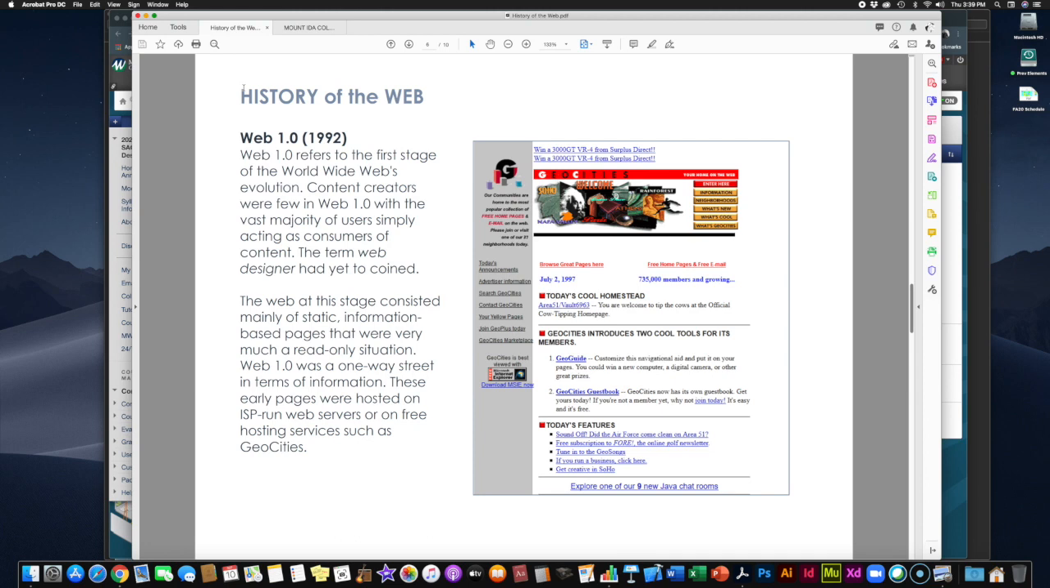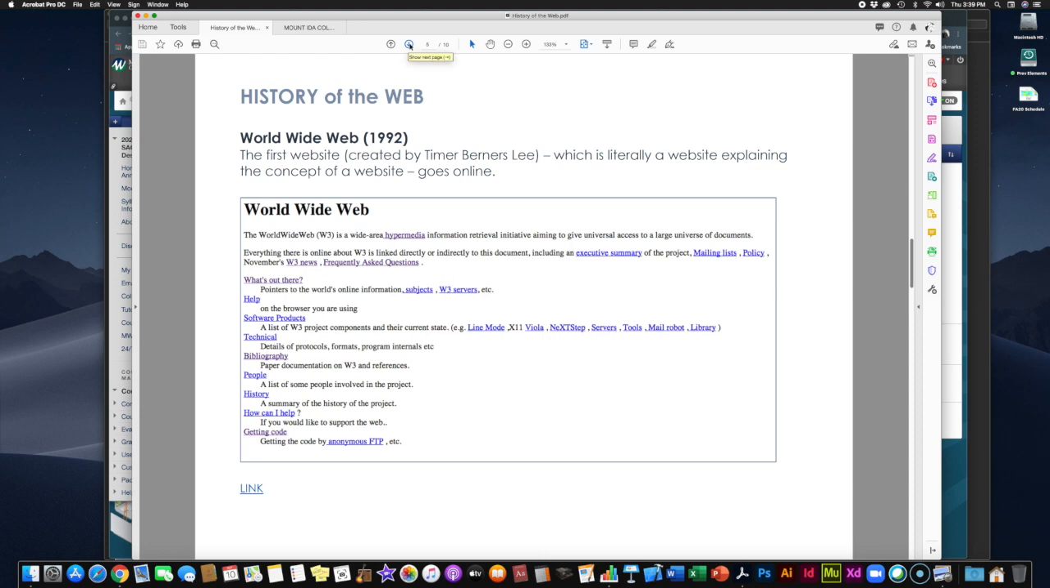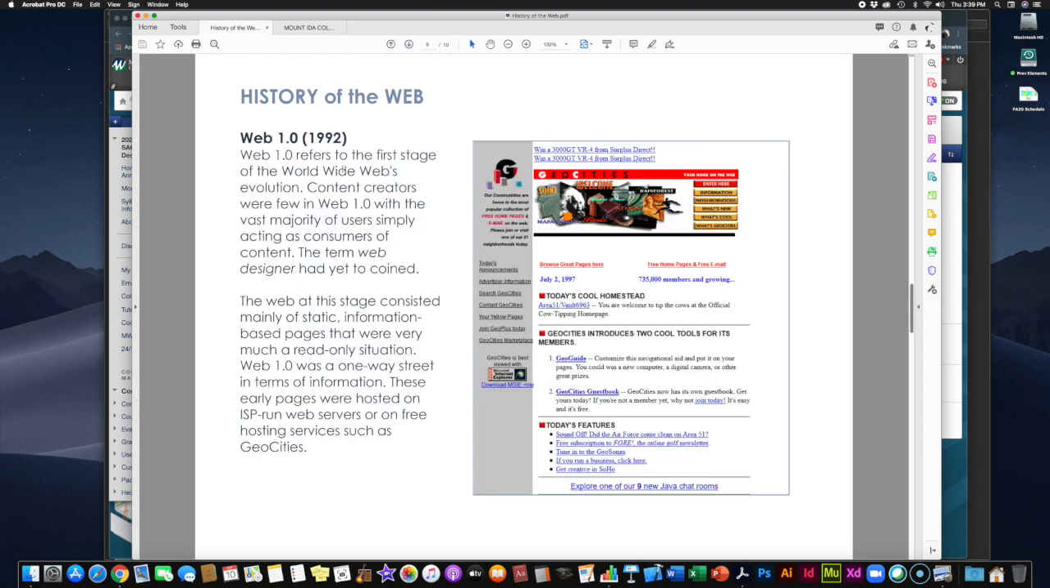So the very first stage of the World Wide Web, of course, retroactively is referred to as Web 1.0. And this officially launched in 1992 with that first web page that Tim Berners-Lee put up, right? So you'll notice that early pages in Web 1.0 are pretty simple. Here's an example of one of them right here, okay?